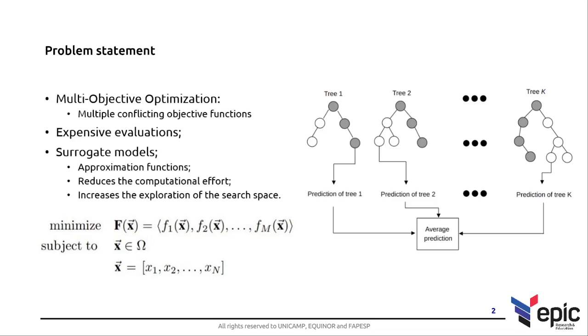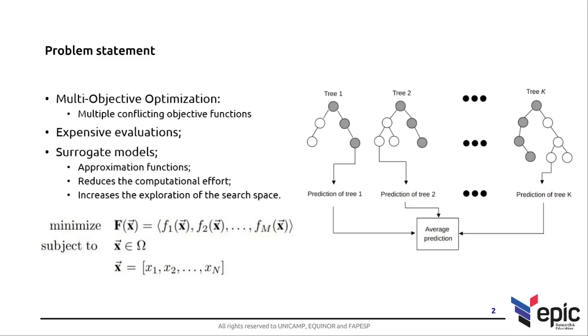Recently, random forests have been investigated as an approximation function technique. Random forest is an ensemble of decision trees where each decision tree makes its own prediction of the objective function values of an unevaluated individual. The random forest output is an average over these k individual predictions. Random forests have been shown to be a low cost but high precision approximation function technique.